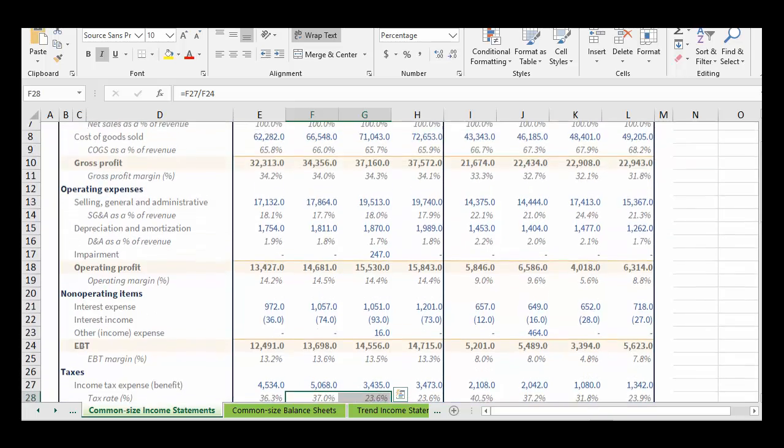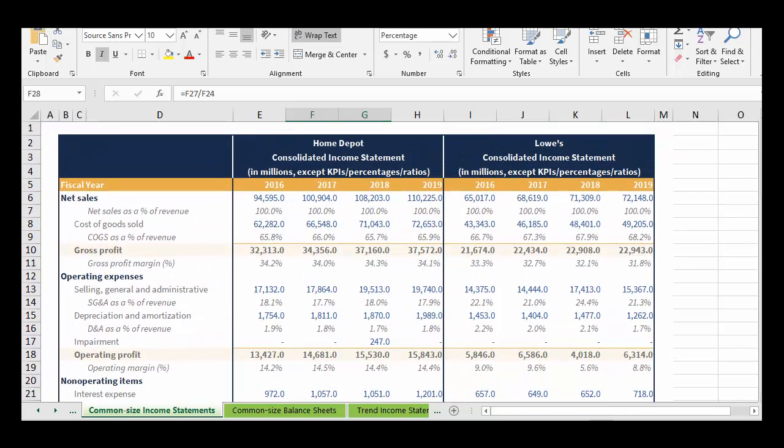So again, the common size income statement is helping us compare these two. We can see over time that Home Depot's cost of goods sold as a percentage of sales has been pretty stable. And for Lowe's, it's gone up a little bit, from 66.7% to 68.2%. So it's getting worse for Lowe's. You can see trends over time, but you can also compare between two companies.